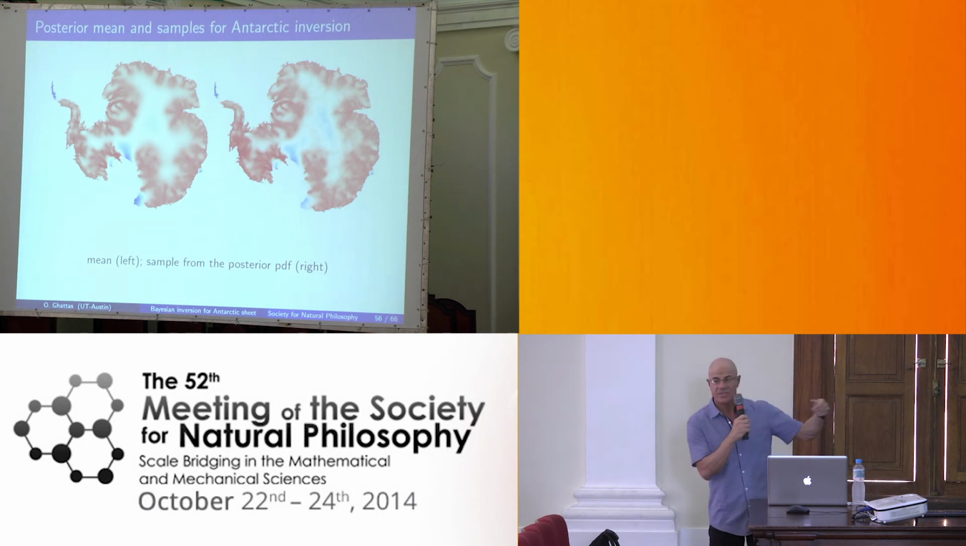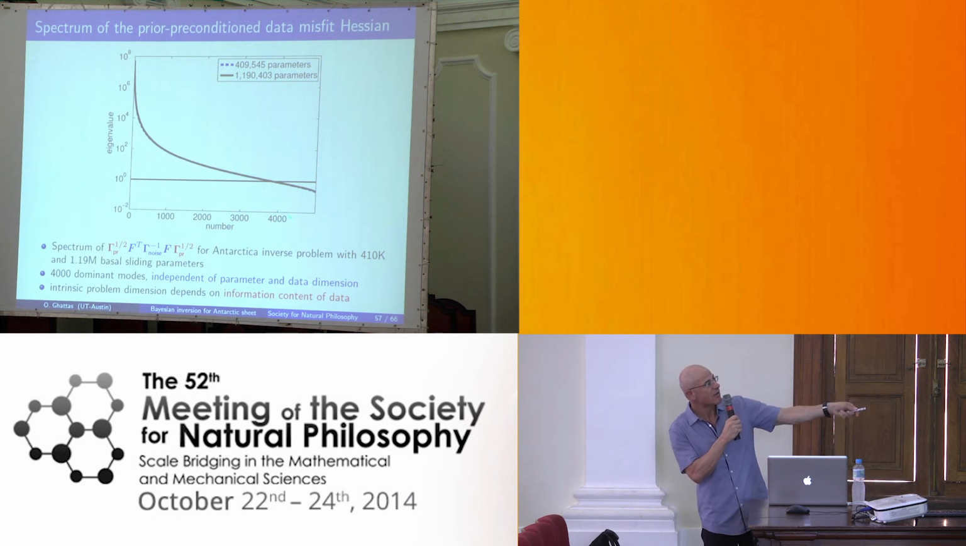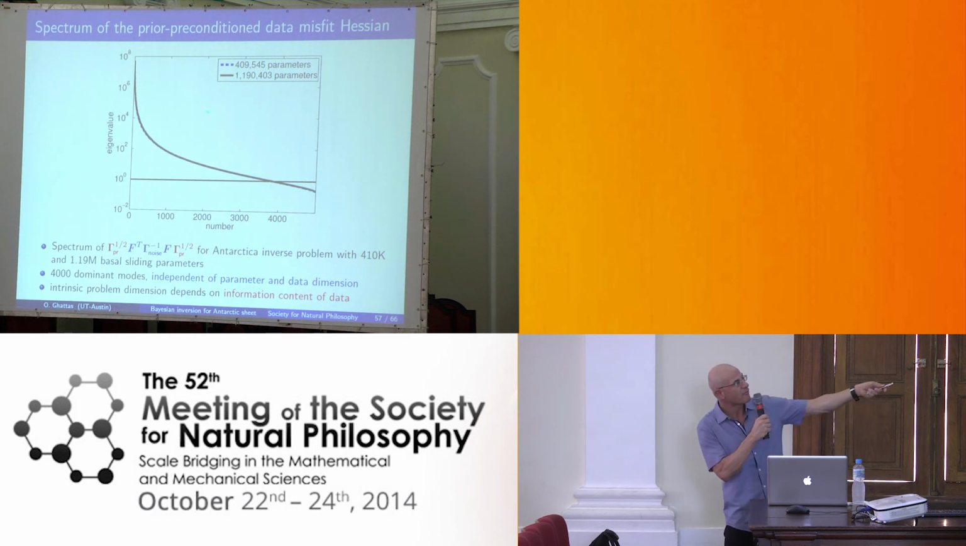So one can compute statistics of these things. I'm not going to show you those, but you can compute a covariance of the posterior and so on, and quantities that we care about. Okay, so the other thing that I thought would be interesting to show: I said that the data misfit operator has a collapsing spectrum that looks like this. Again, this is the first 4,000 modes out of 1.19 million or 400,000 that are important, and the remaining portion of the data don't inform.